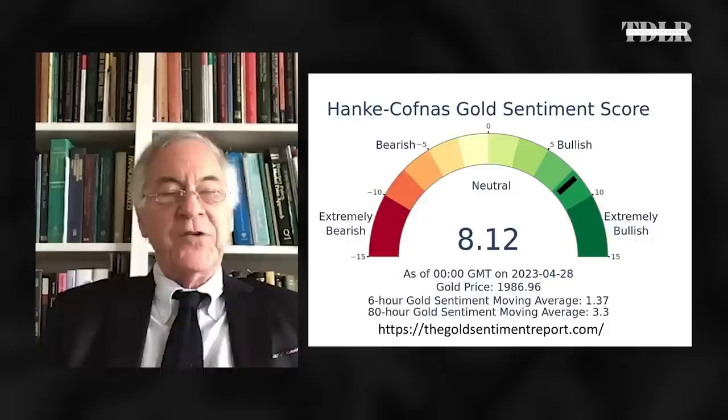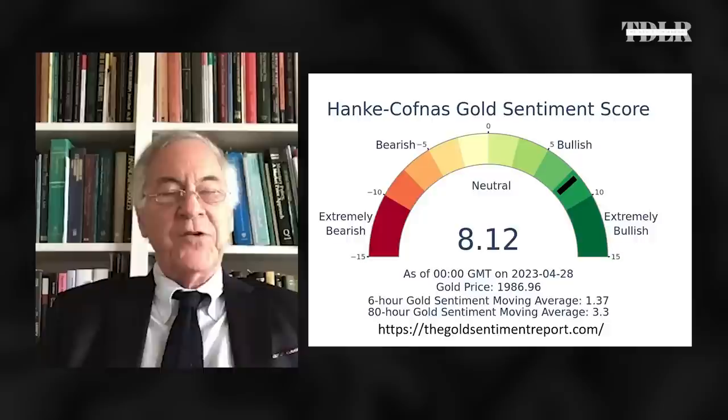Speaking of gold, you have an excellent indicator on the direction of the gold price, the Hanke Kofner's Gold Sentiment Index. Tell us about that. Well, speaking of gold, I think the most interesting way to trade it is to use the Hanke Kofner's Gold Sentiment score. And the sentiment in the market is detected by us because every hour we look at all the articles that have been printed about gold and determine whether those are bullish or bearish. And from that text mining that we do, we get a sentiment score.